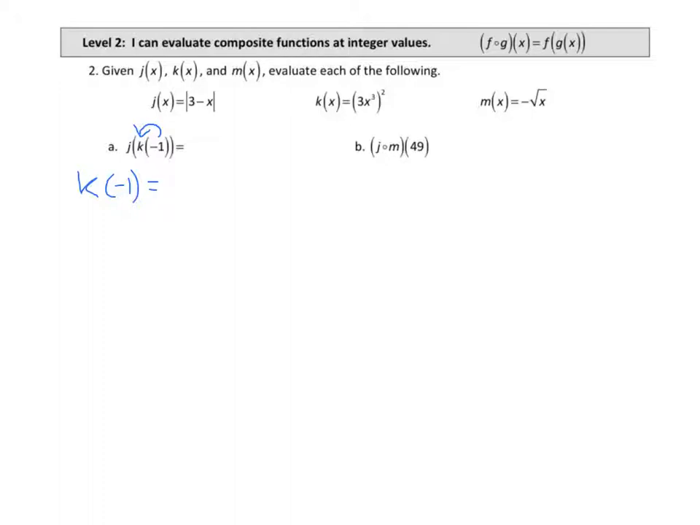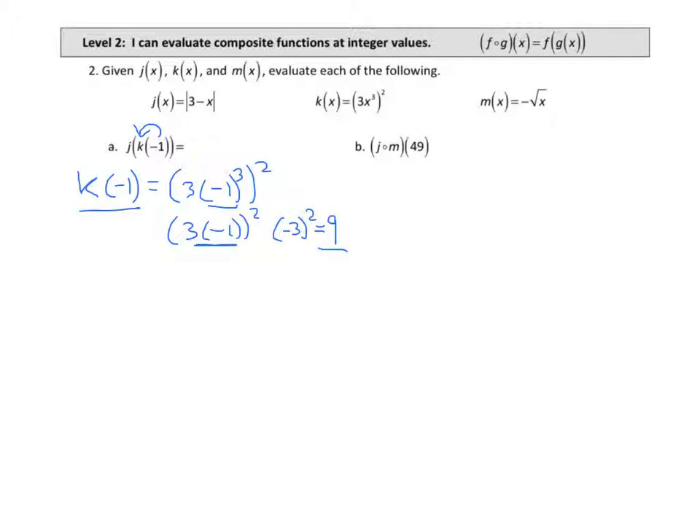So plugging -1 into k, we get 3 times -1 to the third power, which is then squared. You can just plug that in your calculator to get your answer, or if you would rather use order of operations, I would start on the inside. -1 to the third is -1, so we get 3 times -1 squared. 3 times -1 is -3 inside parentheses, so we get -3 squared, and -3 squared is +9. So k of -1 was +9.